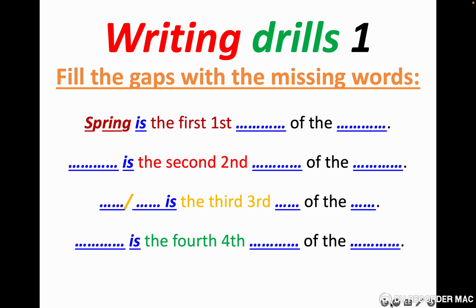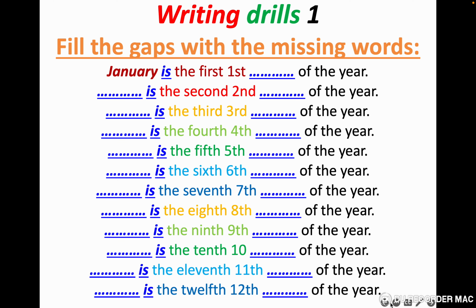So here we are going to practice: spring is the first of what? And we have the second one, the third one, and the fourth one. Let's go to the next slide. Here we have the months of the year. So January is the first of the year. I said it just 1 second ago. So you are going to write January, the second, the third, the fourth, the fifth, sixth, the seventh, up to the 12th. I think it's clear. Let's go to the next slide.